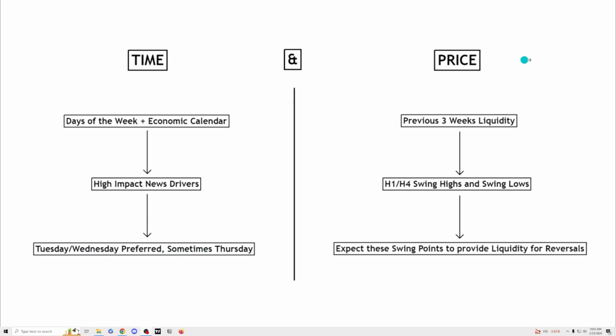Now, price, we're going to be looking at the previous 3 weeks liquidity. So 3 week look back. And within that, we're going to be looking for 1 hour and 4 hour swing highs and swing lows. And we'll expect these to be the swing points that provide the liquidity for the reversals to happen that we're looking for. So that's essentially the time and price aspects of this model. You need that in every model. And now I'm going to show you a few examples of how to use this throughout the week.